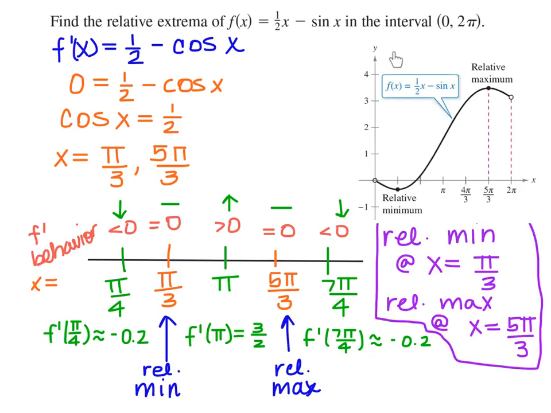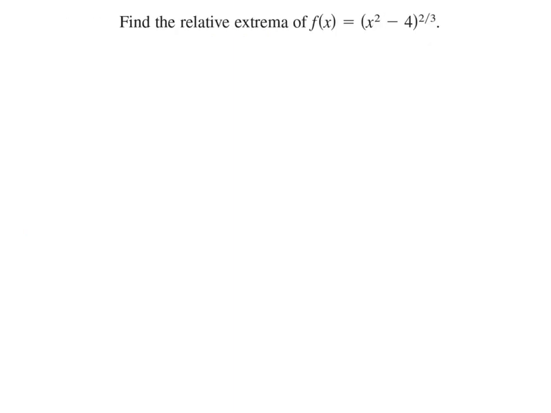And when I look at the graph of the original function, I see what I have on my number line here. I'm decreasing to a constant point, which is our relative minimum, at x equals pi over 3, and then I'm going to increase until 5 pi over 3, so it's constant there, and then I'm going to decrease after that. So that means I have a relative max at x equals 5 pi over 3. All right, now let's try another example.